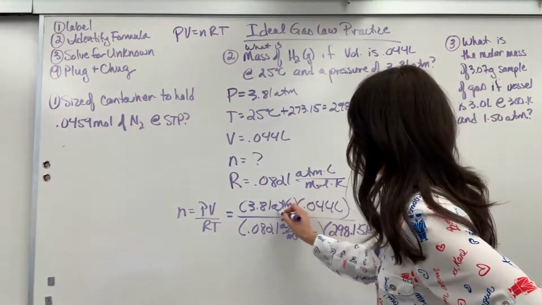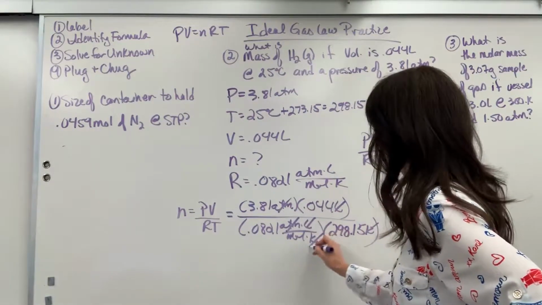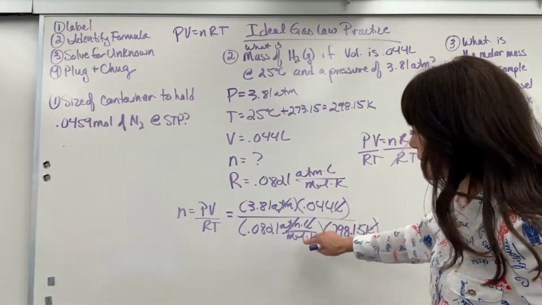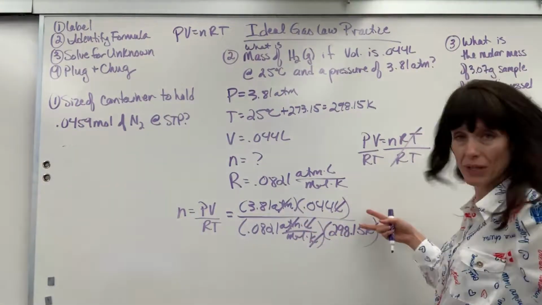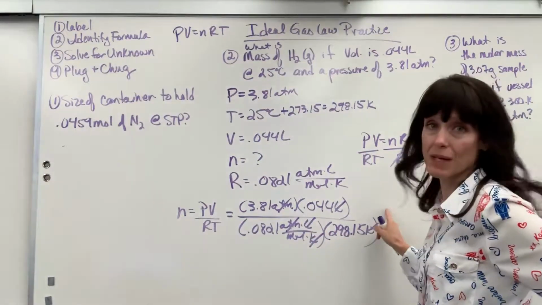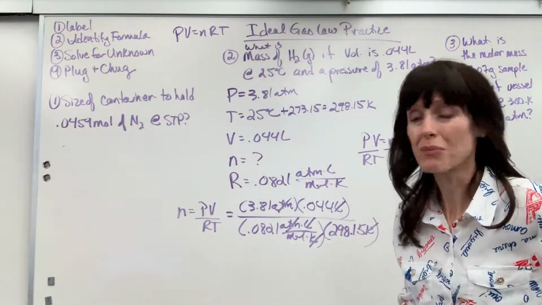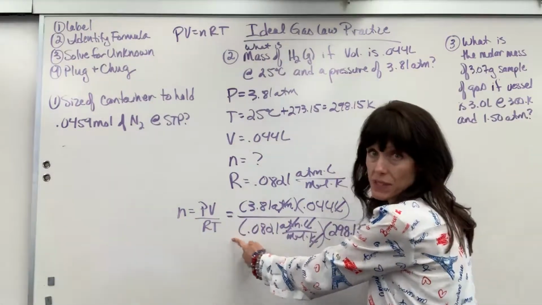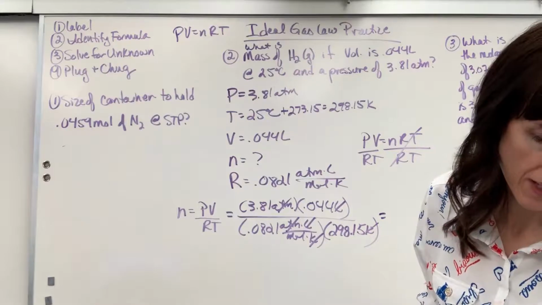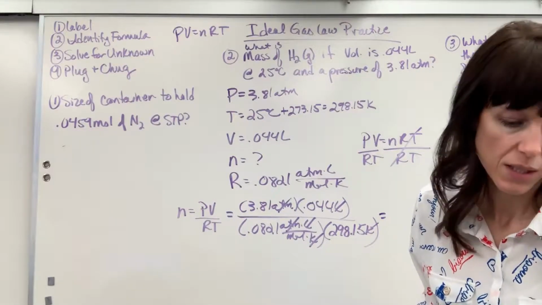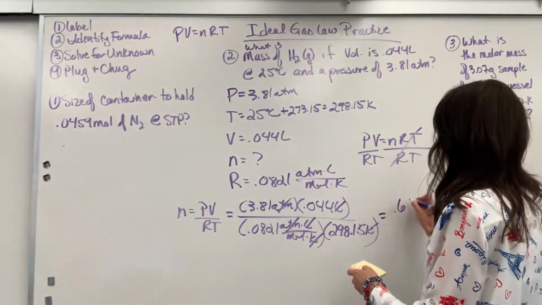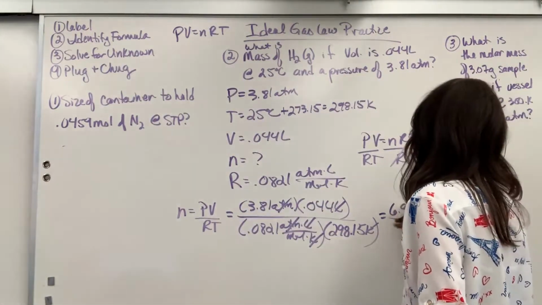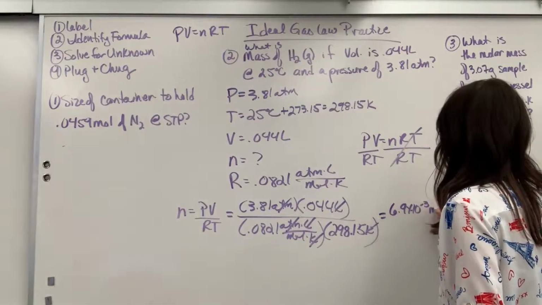Okay, let's look at our units. ATM cancels, liter cancels, Kelvin cancels. And remember, when you have a fraction divided by a fraction, the fraction is going to reciprocate and multiply, so the mole comes up top in the numerator. So we'll end with moles. When you put all this into your calculator, be careful, put that denominator in parentheses when you multiply it. We are going to get 6.9 times 10 to the minus 3 moles.